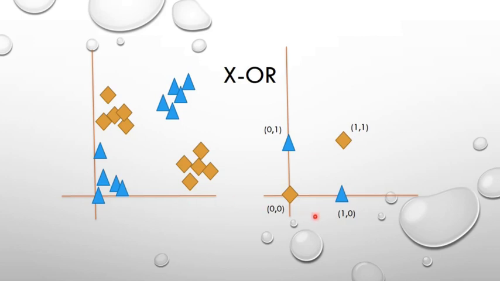Now for simplicity, consider the example on the right side. We have been given only 4 elements, 2 triangles and 2 diamonds, along with their coordinates, and our task is to separate them. We are sure that we cannot separate these types of entities with the help of a single hyperplane. We cannot separate this with the help of a single neuron or perceptron. But if we add one more layer of neurons, then this task is achievable. Let us see how.